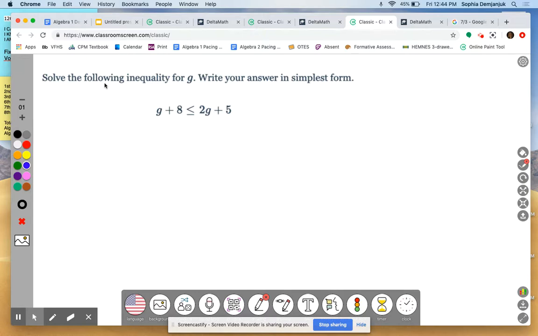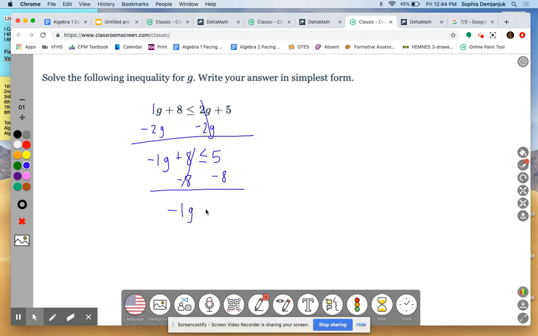And then our last example, we're going to again get all the g's to the left-hand side. So I have a positive 2g. I want to get it to the other side by subtracting. G minus 2g is really like 1g minus 2g, so I get negative 1g plus 8 is less than or equal to 5. I want to get the g all by itself, so I want to get the positive 8 to the other side. It's positive, so I'll subtract it. I now am left with negative 1g is less than or equal to 5 minus 8 gives me negative 3.